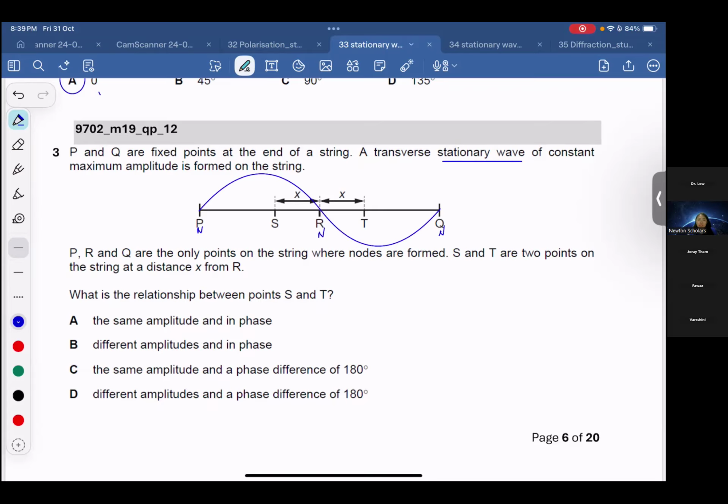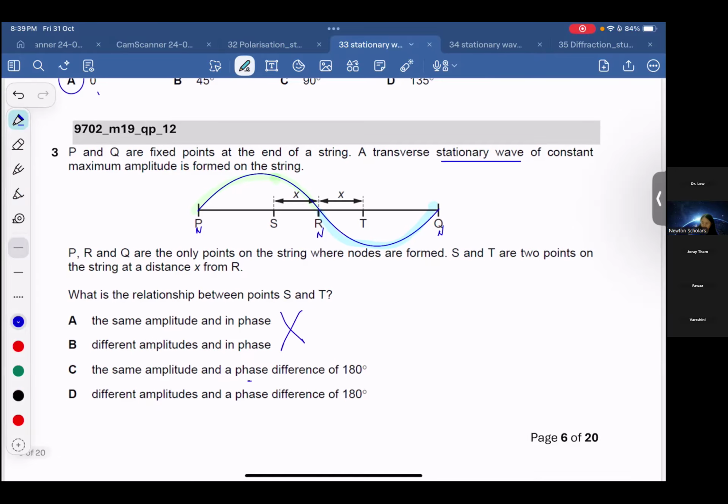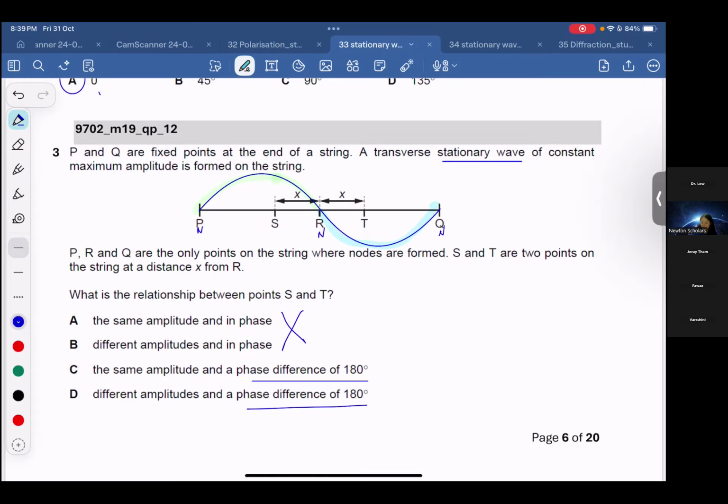After I draw this, S and T, are they in phase? From here, you already can cancel two answers. Can you see that? Are they in the same loop? S is here. Then T is here. They are not in the same loop. Fatima, correct. So at here, first, they are not in phase. These two answers can be cancelled. They are different phase, different 180 degrees.